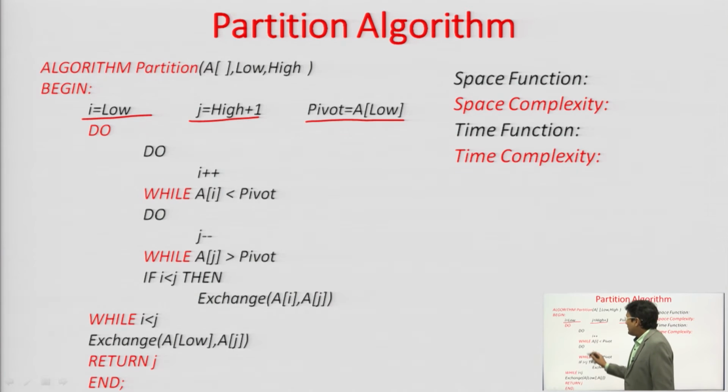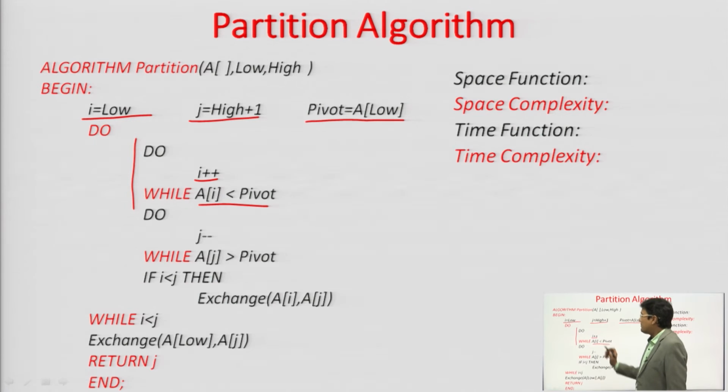So, we are now going to do the pair of operations. We increment I. If ai is less than pivot, we again repeat this. As soon as we find a larger element than the pivot, we will stop there.